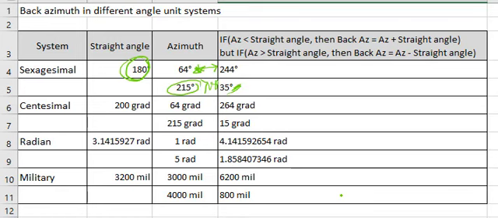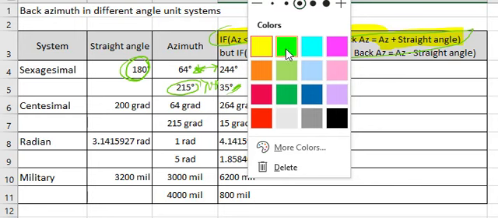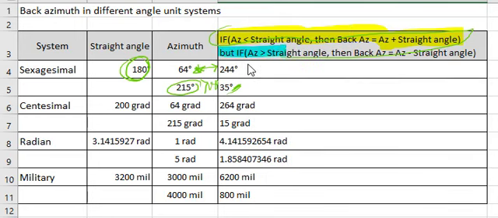So the general rule, if we consider this one, the first part is that the general rule, if the azimuth is less than the straight angle, then the back azimuth equals the azimuth plus the straight angle. While if we have an azimuth which is more than the straight angle, then the back azimuth will be equal to the azimuth minus the straight angle.